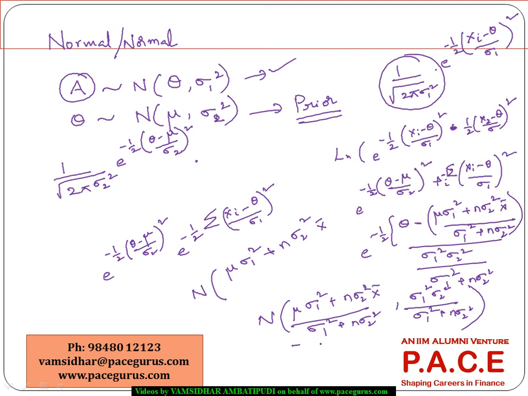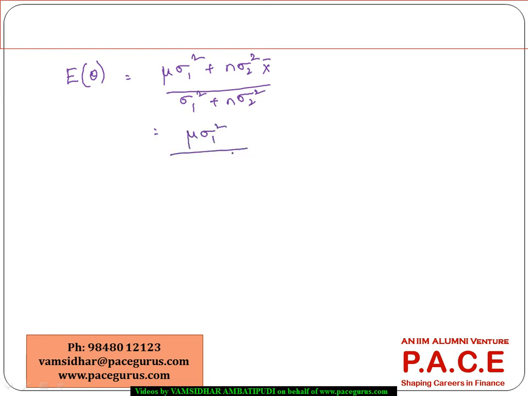Now I could very well break down this mean. The expected value of the posterior distribution is coming out as (mu sigma 1 squared plus n sigma 2 squared x bar) divided by (sigma 1 squared plus n sigma 2 squared). Now with the same logic, I'll break it out: mu sigma 1 squared divided by sigma 1 squared plus n sigma 2 squared, plus n sigma 2 squared x bar divided by sigma 1 squared plus n sigma 2 squared.